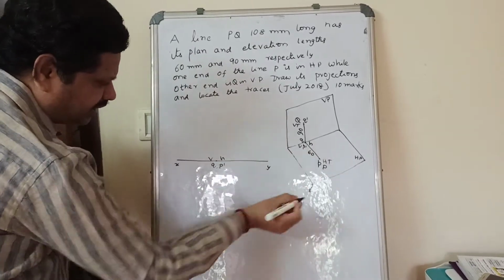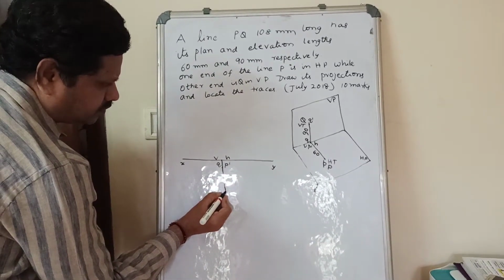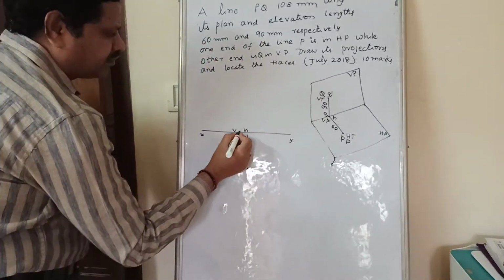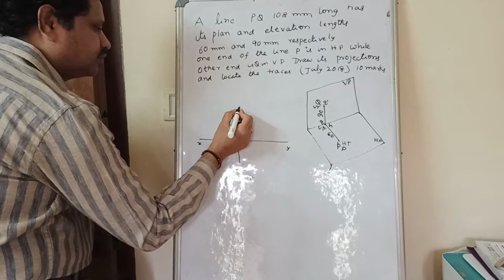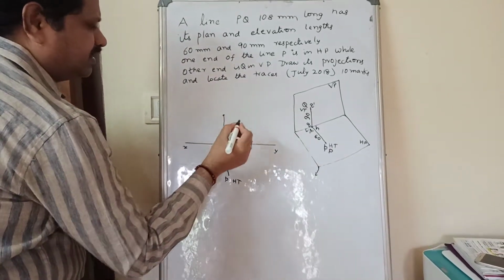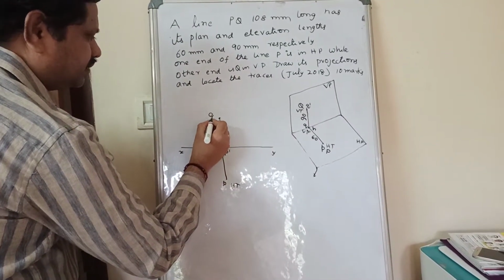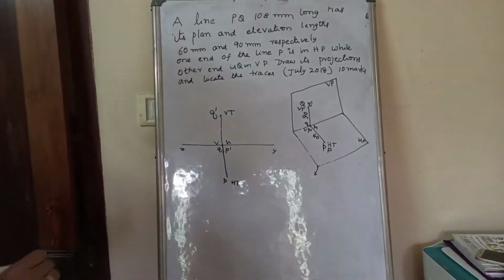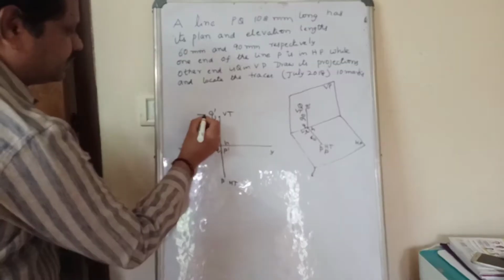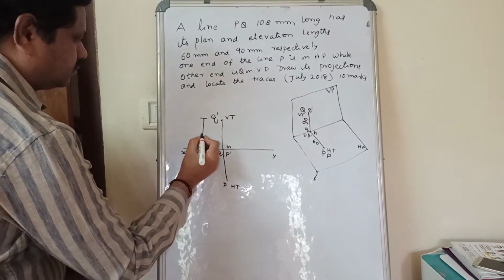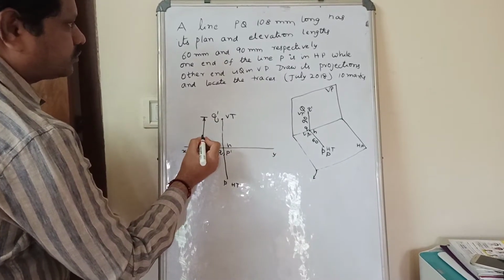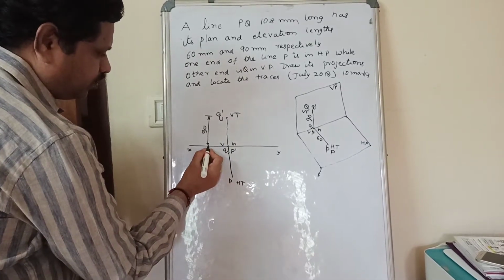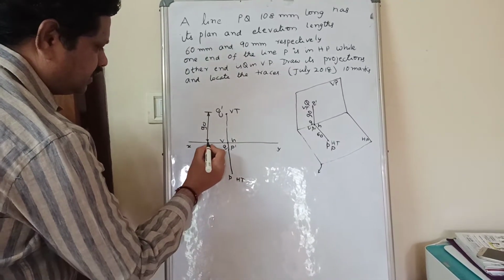So just draw it vertically, 90 mm. This point is small p as well as the horizontal trace. Draw the projector to the vertical, and this point is Q dash, the vertical trace. So the solution is very simple, and the front view length is 90 mm and the top view length is 60 mm.